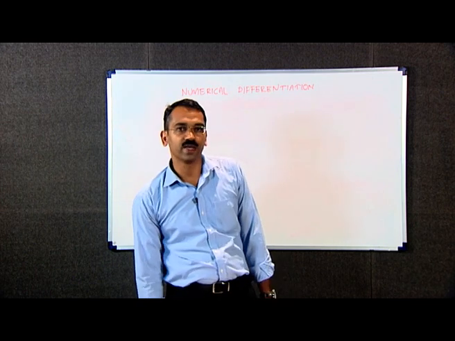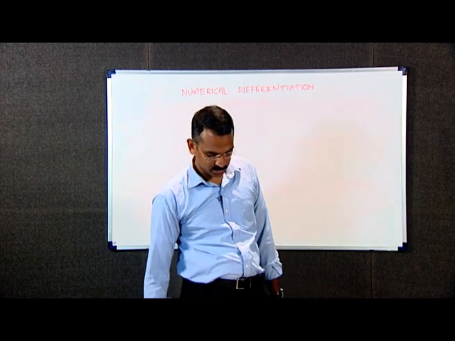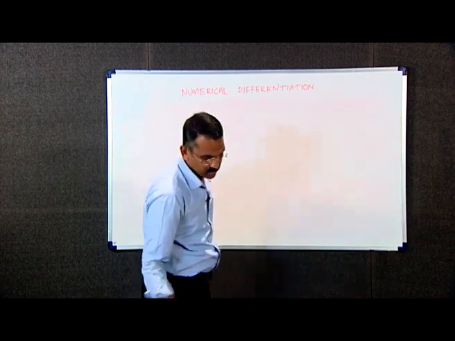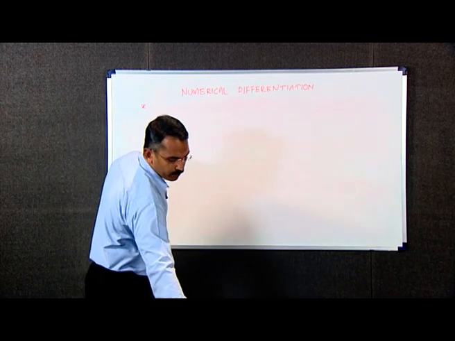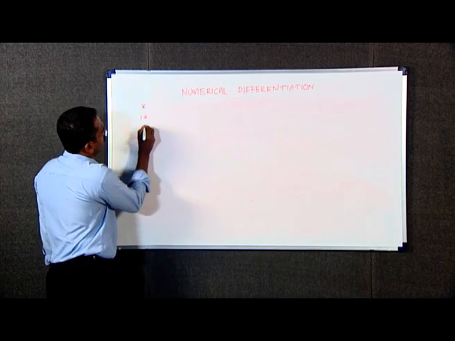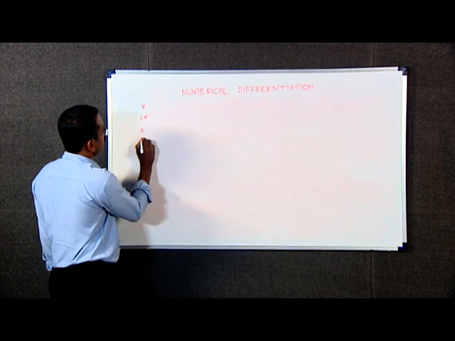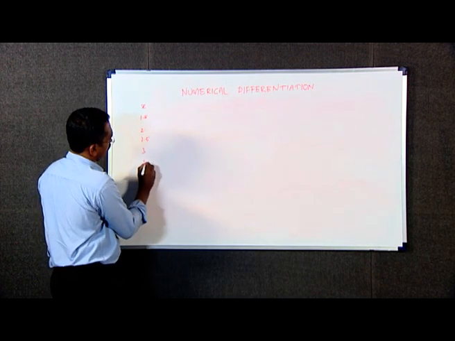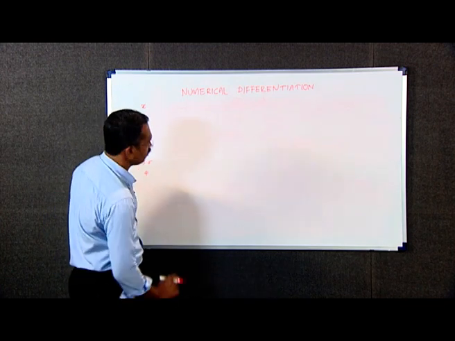We are given a data and using this data we have to find some derivatives. The data is x values are 1.5, 2, 2.5, 3, 3.5 and 4.